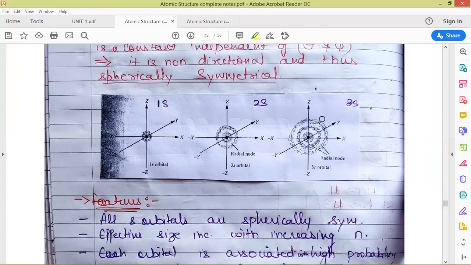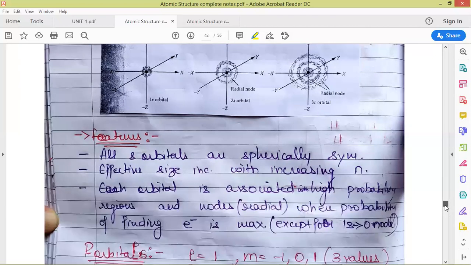For the 3s orbital, two radial nodes are there, and they are shown here. For s orbitals, no angular node is present, because for s orbitals the value of l is 0, so there are 0 angular nodes. This is how we plot the orbitals. We show the electron density of orbitals in three-dimensional space. Here you can also see that as the value of n increases, the size of the shell increases. These are the features of s orbitals.